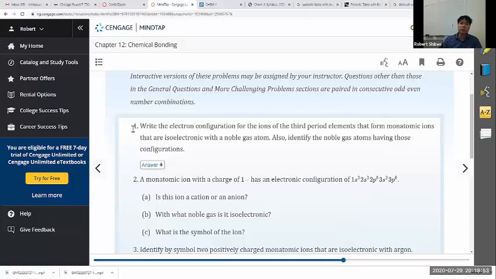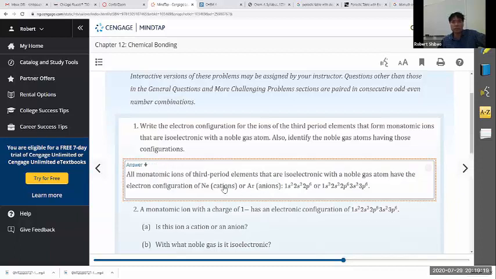The homework from Chapter 12: write the electron configuration for the ions of the third period elements that form monatomic ions that are isoelectronic with a noble gas. Let's identify the noble gas. Third shell, you're either going to fill the shell, so if you fill the shell, then you're at argon, or you're going to remove the shell. If you remove the shell, then you're at neon. So it's either going to be neon, which is a filled second shell, or argon, which is a filled third shell.